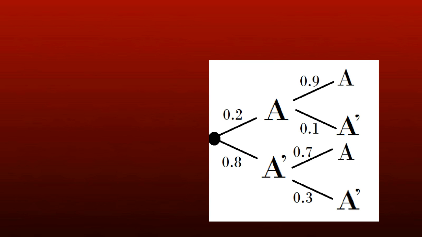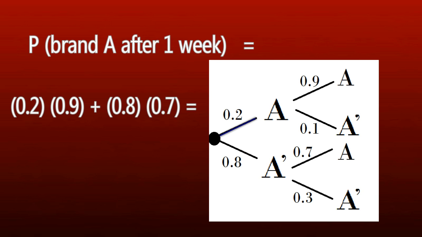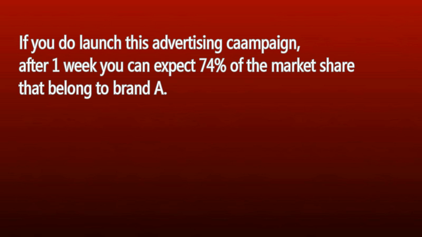What we do is we multiply the respective branches. The probability of using brand A after 1 week would equal 0.2 times 0.9, and then we add to that the probability of this other branch. We multiply 0.8 times 0.7. So 0.2 times 0.9 equals 0.18 and 0.8 times 0.7 equals 0.56. So we're getting 0.74. And what that says is, if you do launch an advertising campaign, after 1 week you can expect 74% of the market share to belong to brand A.